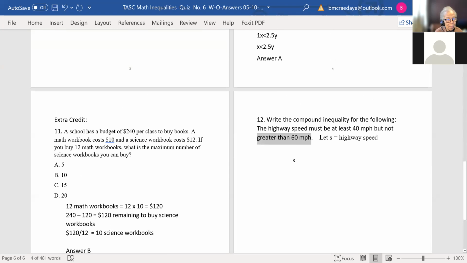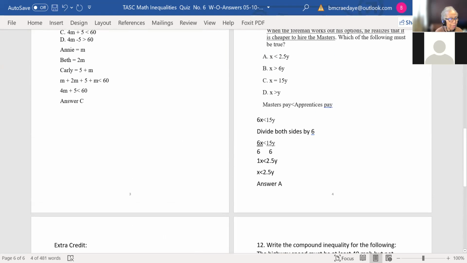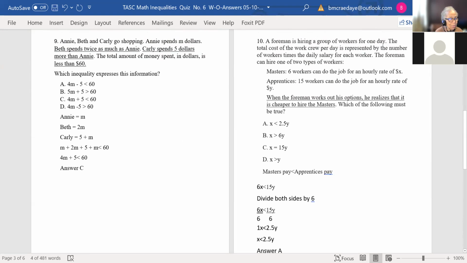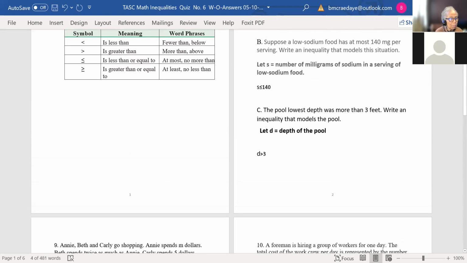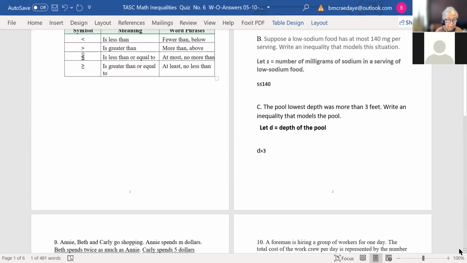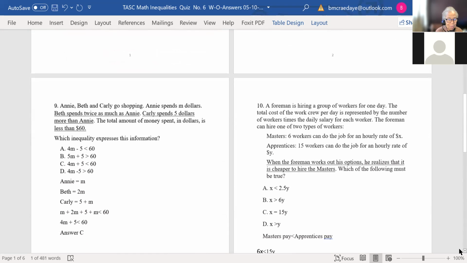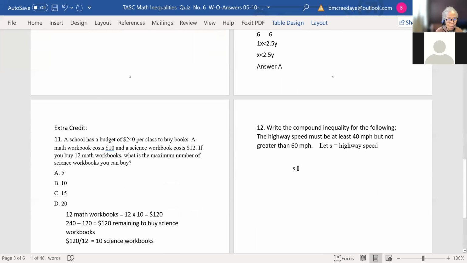So what would I put here after the S? It would be less than or equal. Let's get a less than or equal symbol. So this would be less than or equal, the opposite direction. Okay, so less than or equal. Let's just put that there for the 60 because we can't go more than 60. So S is less than or equal to 60, right?